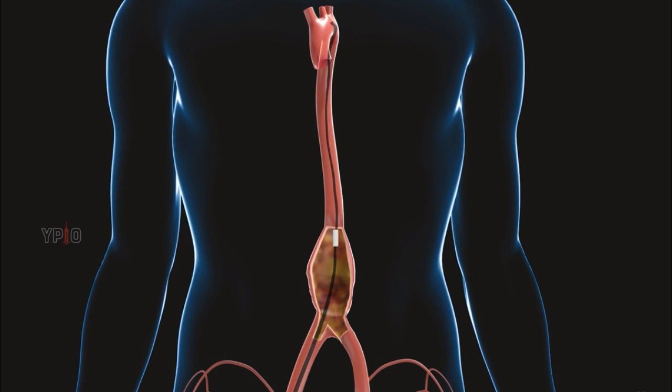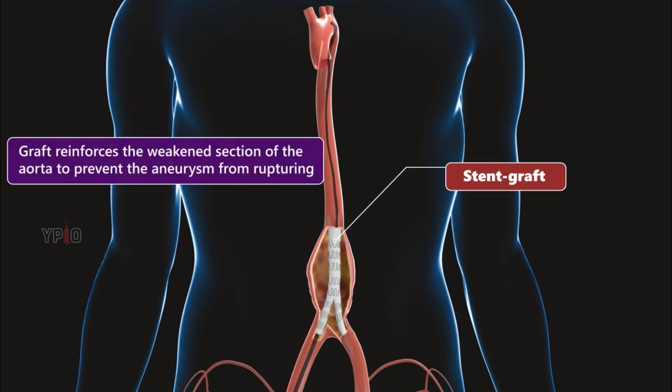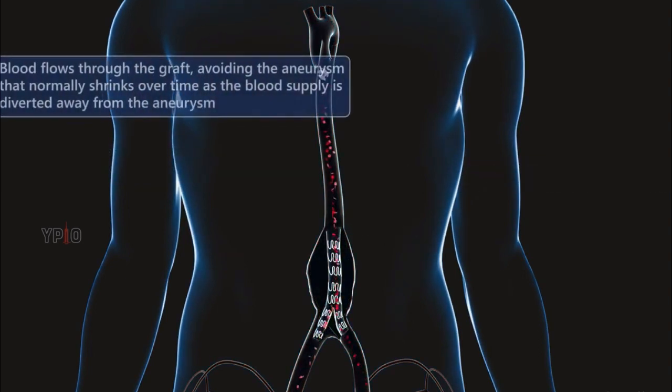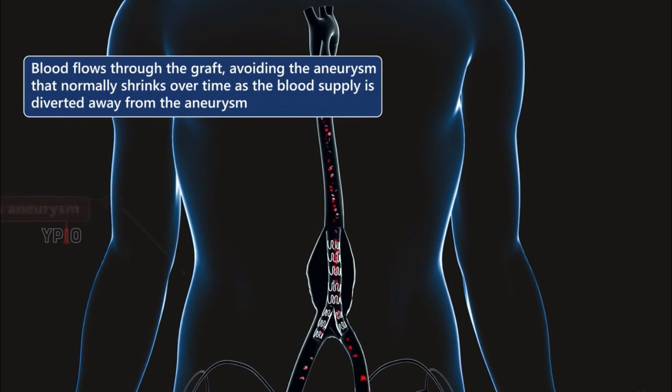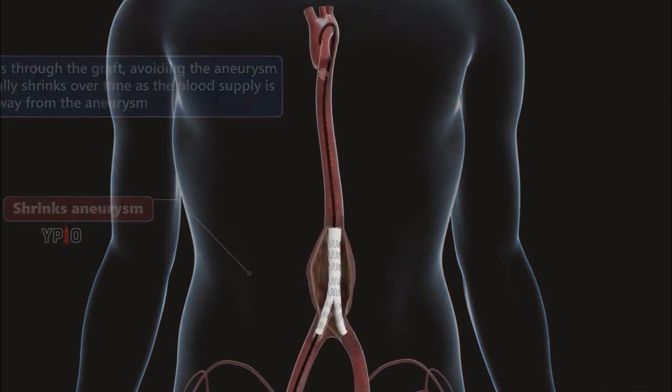The stent graft is delivered in a collapsed state through the catheter to the treatment area and expanded to fit against the walls of the aorta on either side of the aneurysm. The graft reinforces the weakened section of the aorta to prevent the aneurysm from rupturing. Consequently, the blood flows through the graft, avoiding the aneurysm that normally shrinks over time as the blood supply is diverted away from the aneurysm.